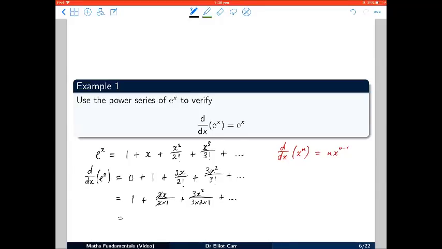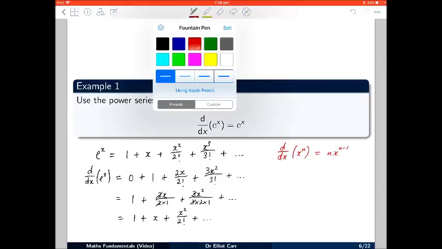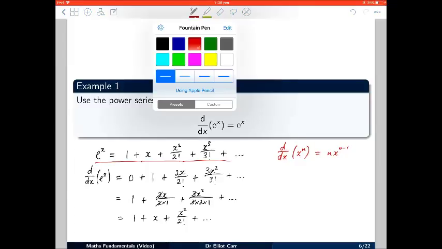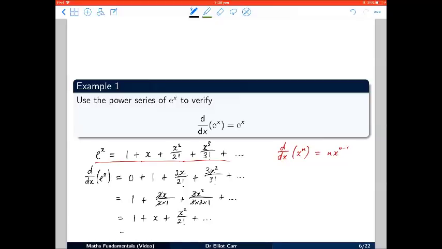So these 2's are going to cancel, the 3's will cancel. So I'm going to be left with 1 plus x plus x squared over 2 times 1, which is just 2 factorial. So I precisely get back this expression here. So the derivative of e to the x is equal to e to the x.